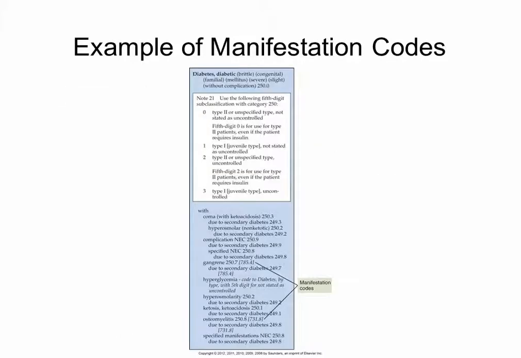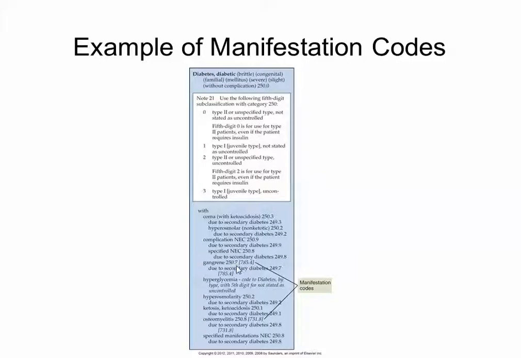So let's look at an example of manifestation codes. We have diabetes or diabetic, and if we look, we're going down. Here's our format. There's an indentation, and then here's additional indentation, gangrene. Okay, but here's the code for diabetes with gangrene. The code is 250.7. However, right next to that, you will see in slanted brackets, we have 785.4. That is the manifestation code. This is the diabetes, this is the gangrene.